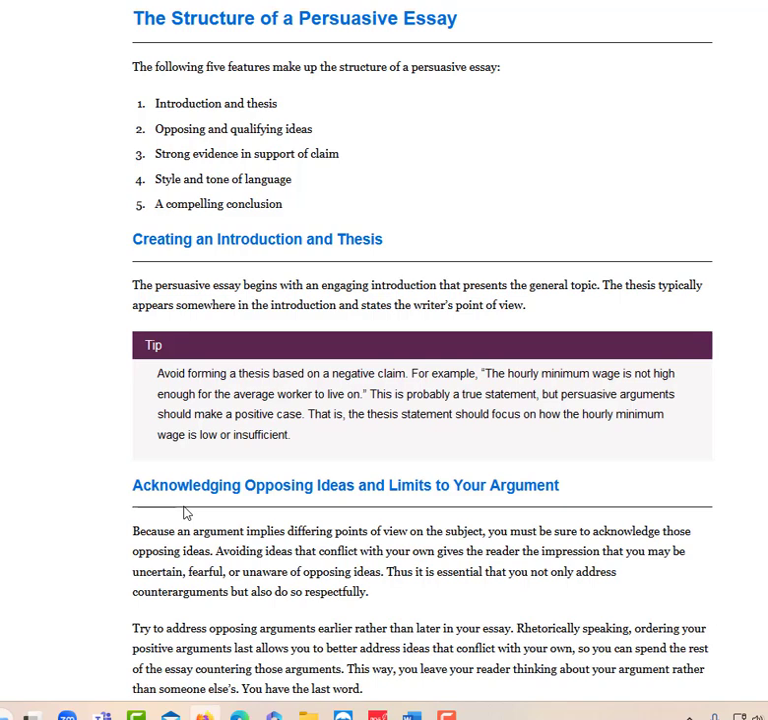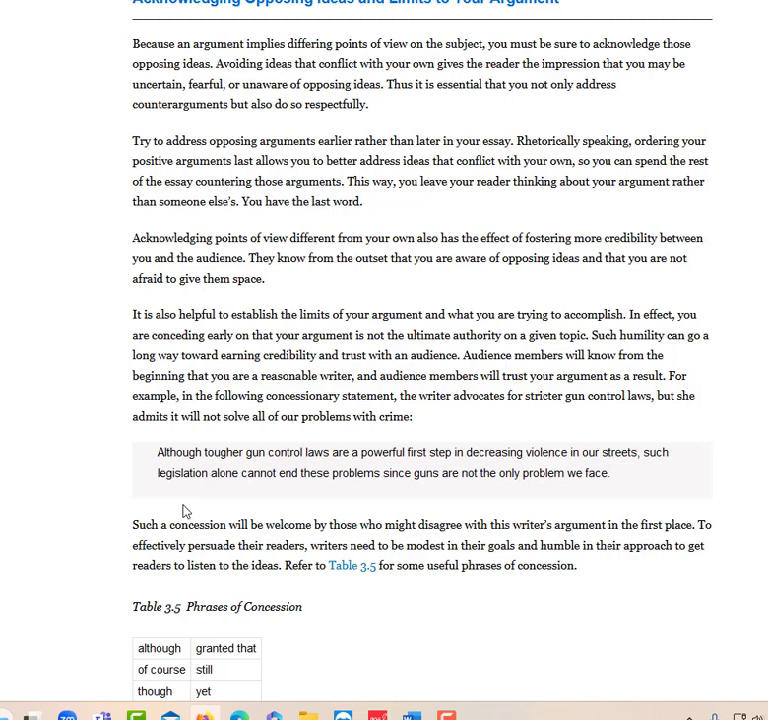Acknowledging opposing ideas and limits to your argument. Because an argument implies differing points of view on the subject, you must be sure to acknowledge those opposing ideas. Avoiding ideas that conflict with your own gives the reader the impression that you may be uncertain, fearful, or unaware of opposing ideas. Thus, it is essential that you not only address counter-arguments, but also do so respectfully. Try to address opposing arguments earlier rather than later in your essay.